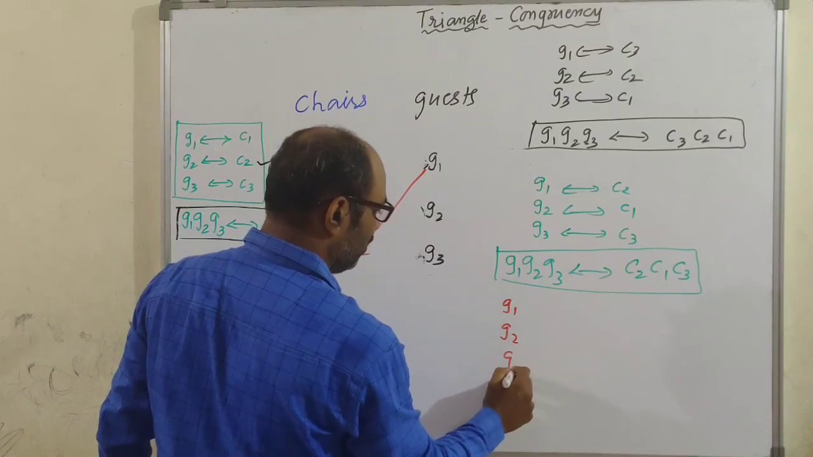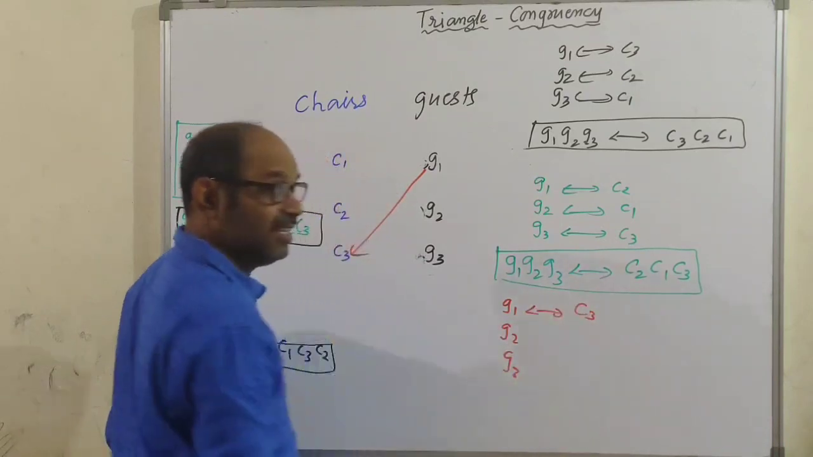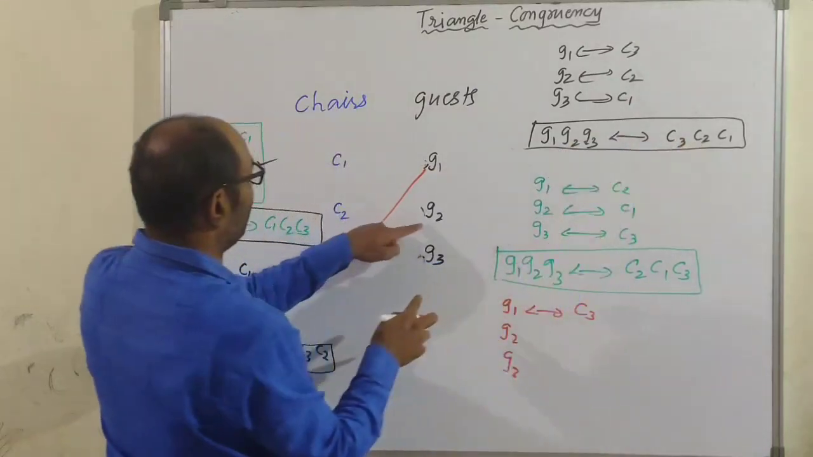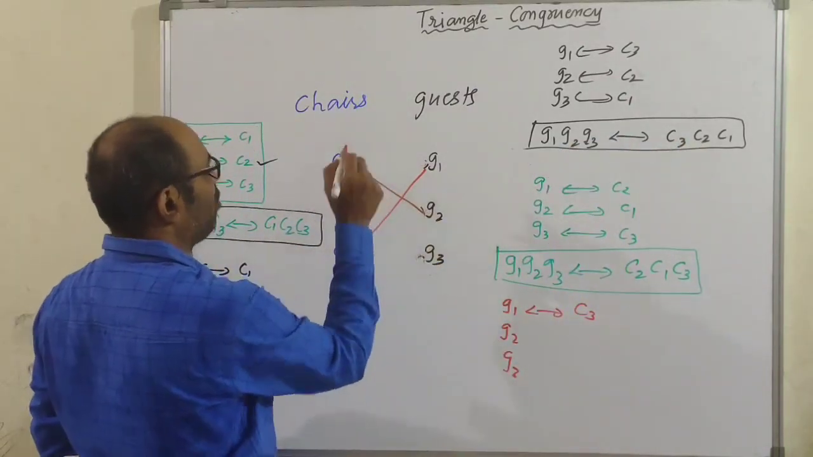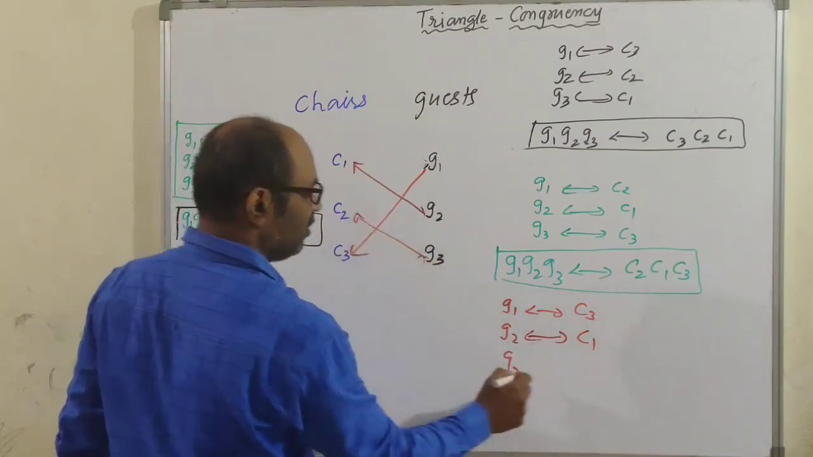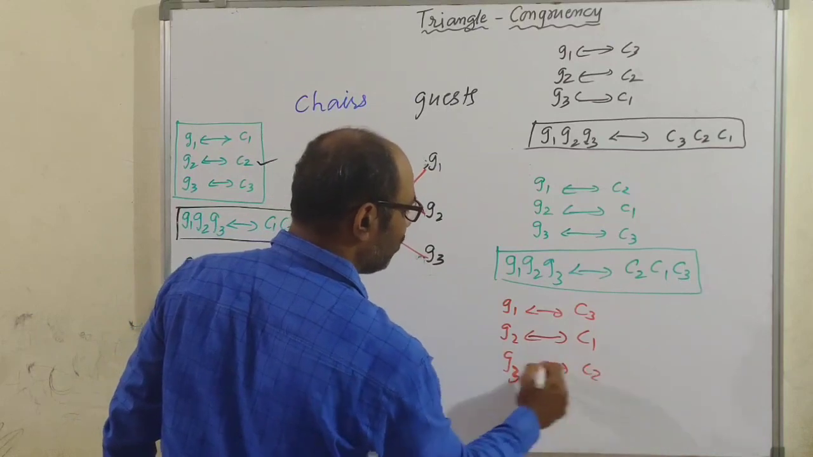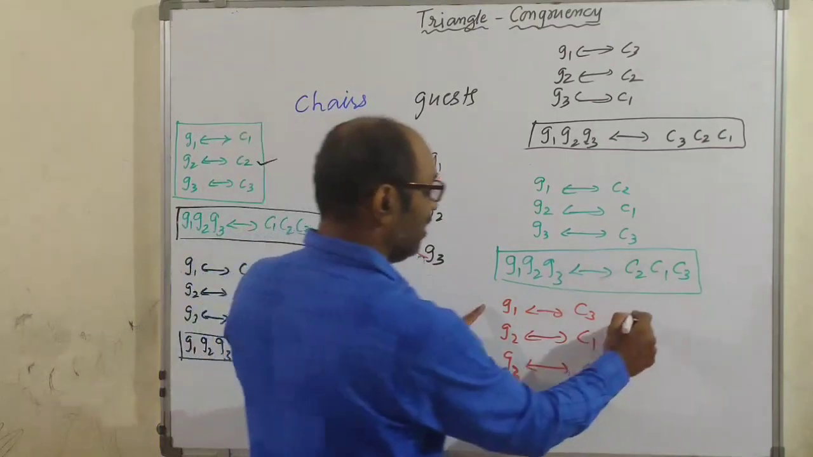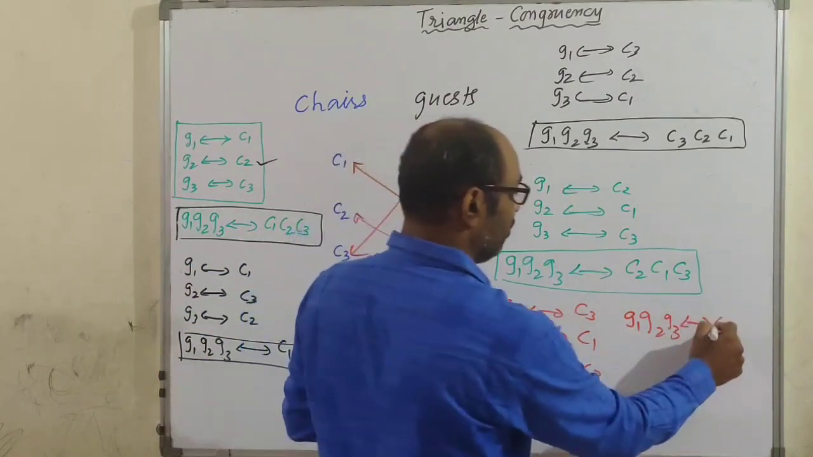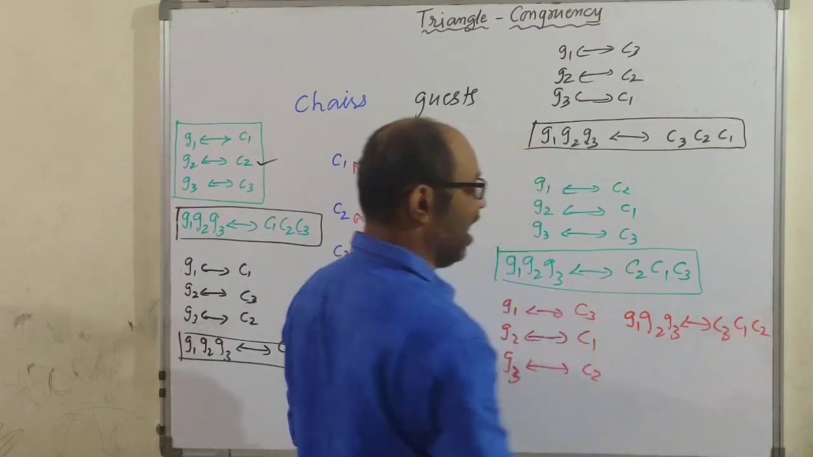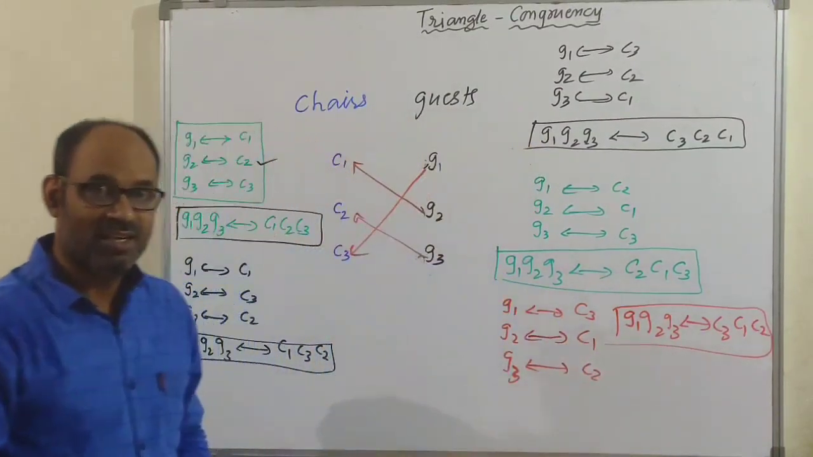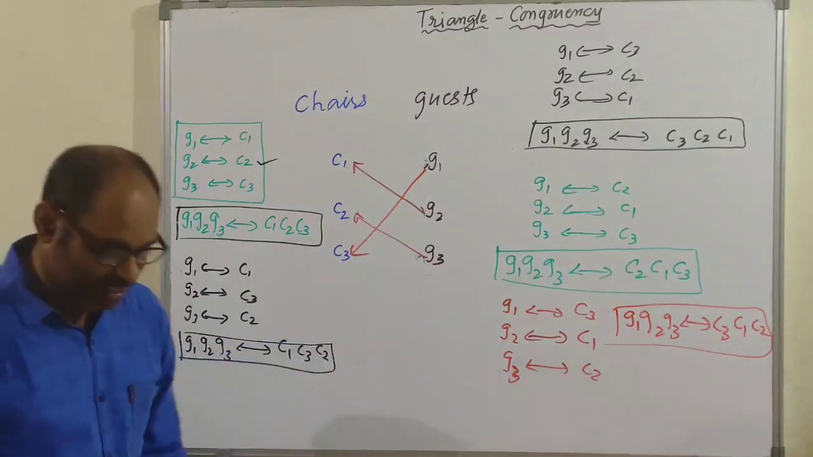G1, G2, G3. G1 is sitting on chair 3. Now G2 is sitting on chair 2. Instead of that, let's put G2 on chair 1. G2 is sitting on chair 1. So the left one, G3, is sitting on chair 2. So this is a new arrangement. G1, G2, G3 are associated with chair 3, chair 1 and chair 2. Alright. So this is the fifth association, fifth arrangement.